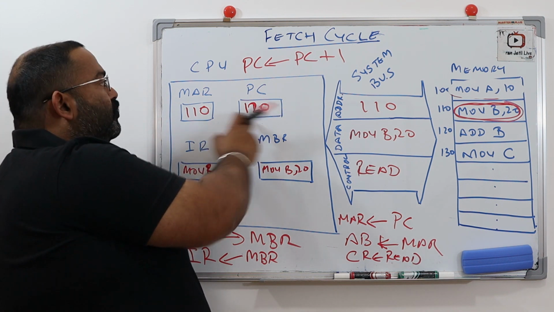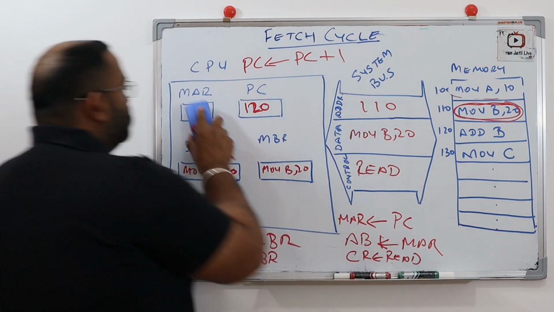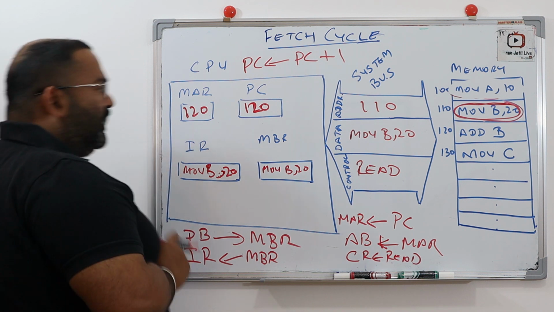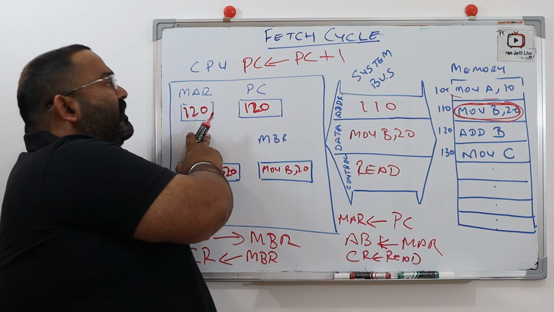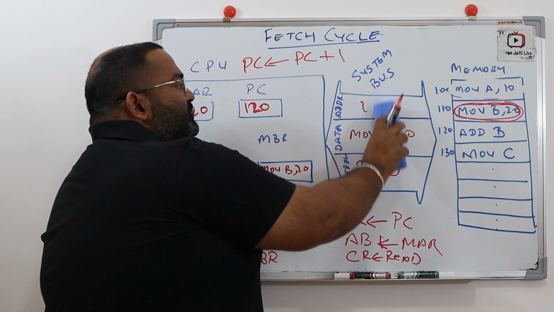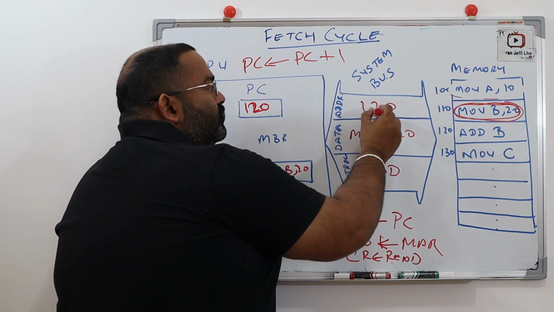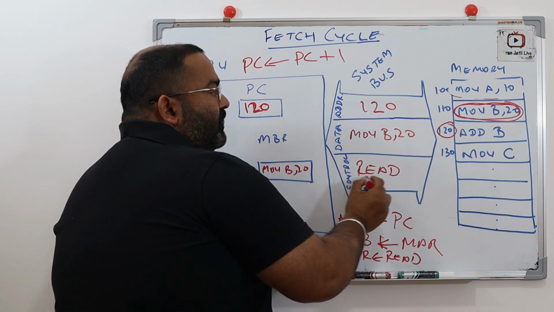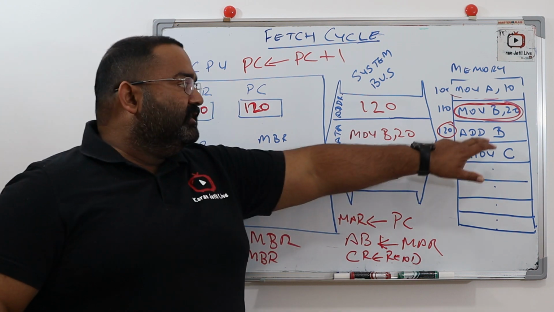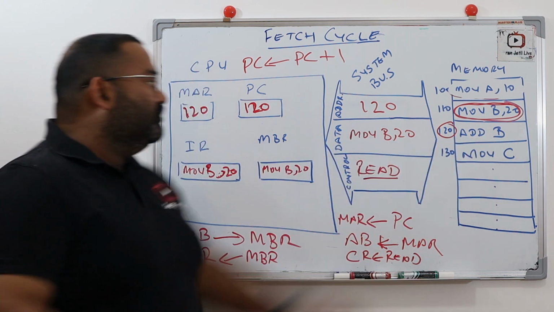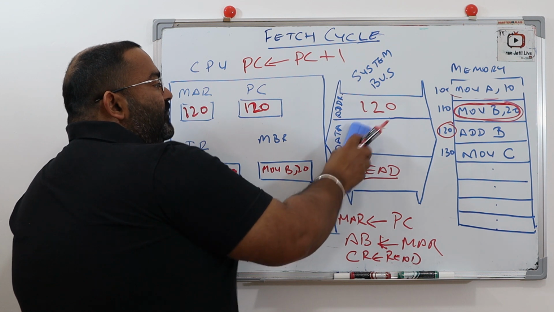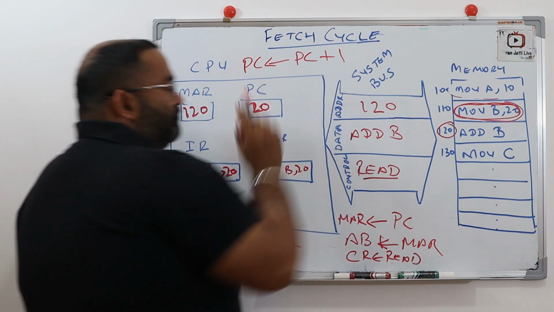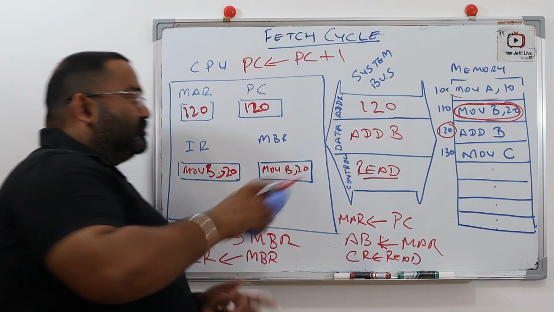Copy the contents of the program counter to MAR. Whatever is in the program counter, copy it to MAR. Then copy the contents of MAR to the address bus. So what is in the address bus now? 120. Go to memory location 120 and perform a read. Whatever is there at memory location 120 will be copied to the data bus. So what comes to the data bus? Add B.